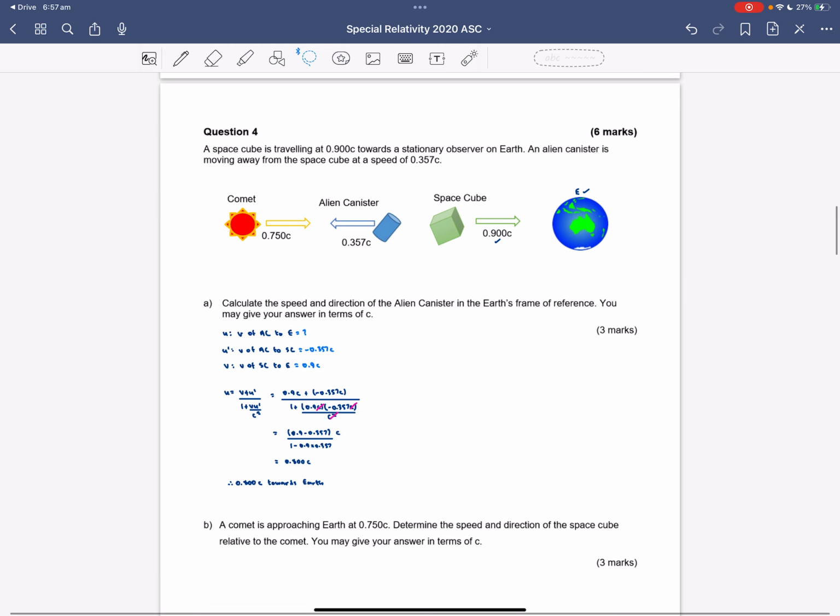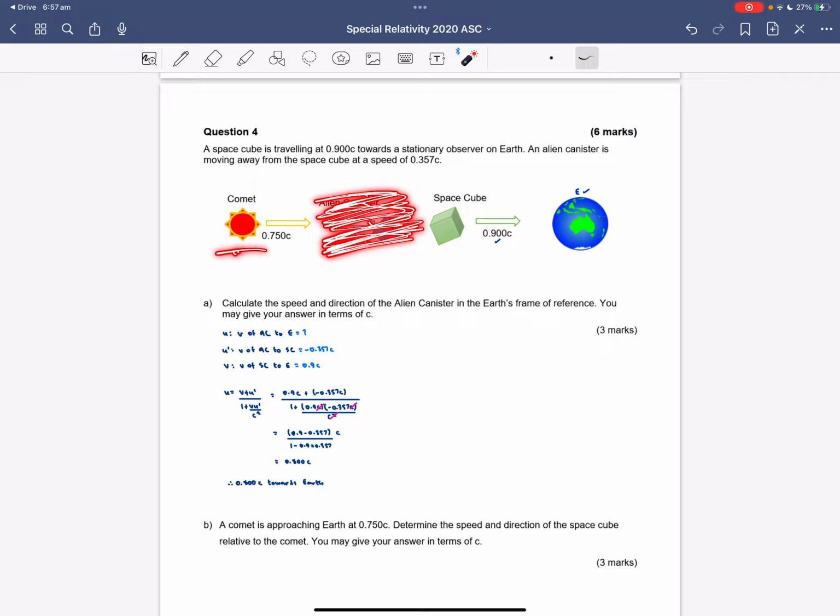A comet is approaching Earth at 0.75 c. Determine the speed and direction of the space cube relative to the comet. Okay, a comet is approaching Earth. So now everything to do with the comet. Determine the speed and direction of the space cube. So now we ignore the alien canister. This has got nothing to do with the alien canister.